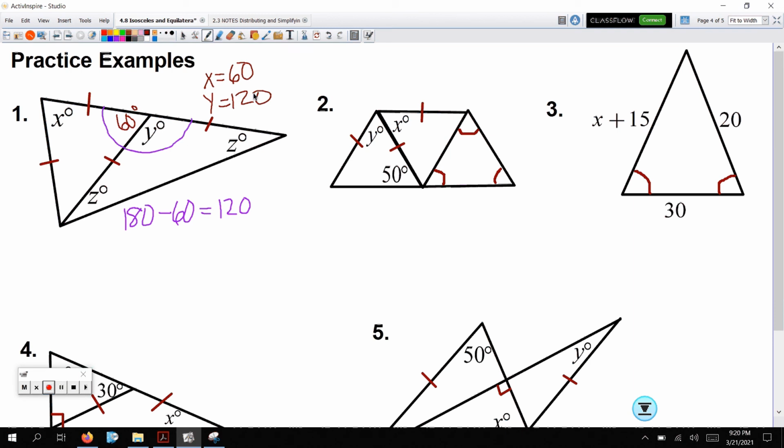Then to find Z, we simply plug 120 in up here. Right, this is an isosceles triangle here with a vertex angle of 120 degrees. 180 minus 120 is 60, split between my two base angles, so divide by 2, is 30. So Z equals 30.